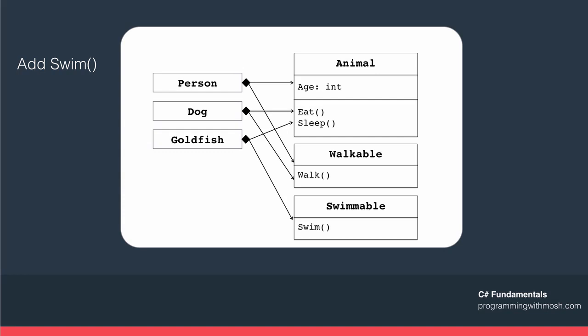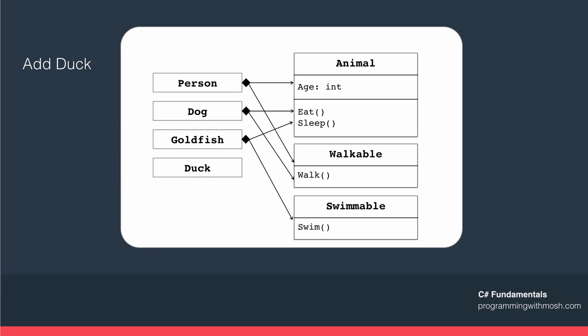Tomorrow we can introduce a new class called duck. A duck is an animal, it can walk and it can swim. So again, we can create a composition between duck, animal, walkable and swimmable without any impact on person, dog and goldfish. So as you see, with composition, we encapsulate some common functionality and then we compose them together, we tie them together to create new classes.